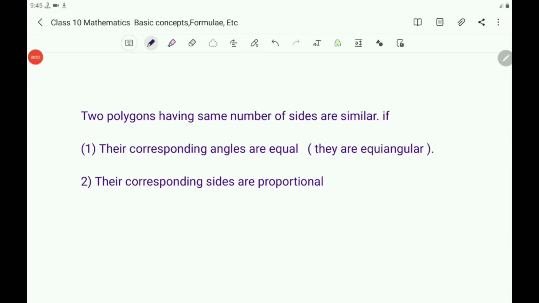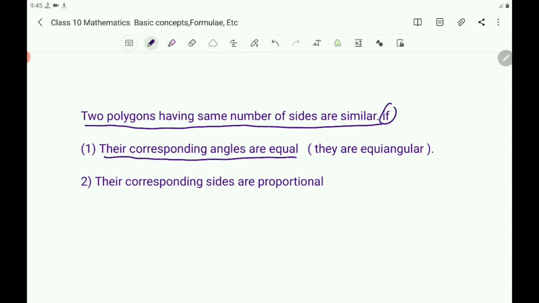So you can conclude that two polygons having the same number of sides are similar if there are two conditions. First condition, their corresponding angles are equal, means they are equiangular. And also, their corresponding sides are proportional, means their corresponding sides are in the same ratio. So these are the two conditions for the similarity of two polygons.